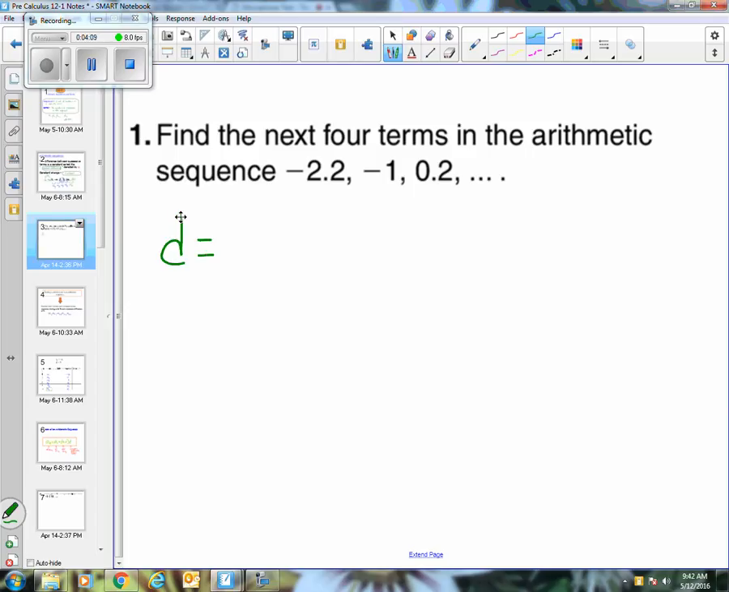This one's a little trickier. People have more trouble counting up in this situation because they're decimals. So remember, another way to think of figuring out the common difference is taking any term and subtracting the term in front of it. So you could do that with the 0.2 and the -1, or the -1 and the -2.2. You can do it either way, and you may need a calculator just to help you out with this a little bit. But either way, you're going to get a 1.2 for your common difference.